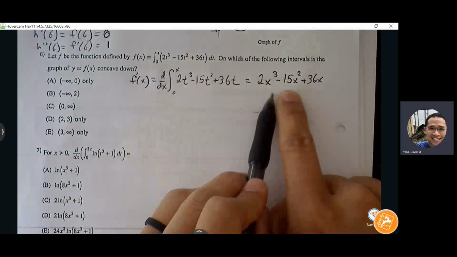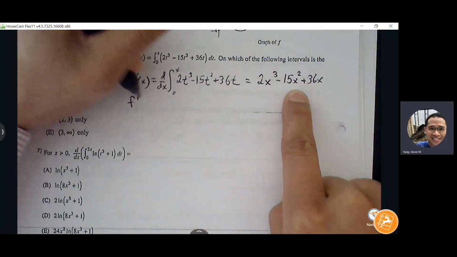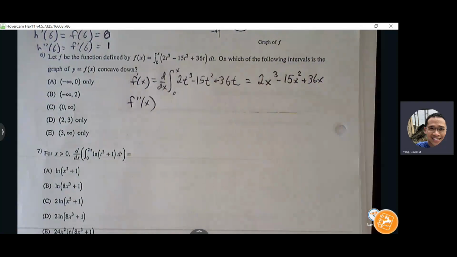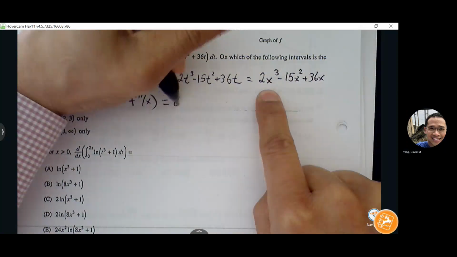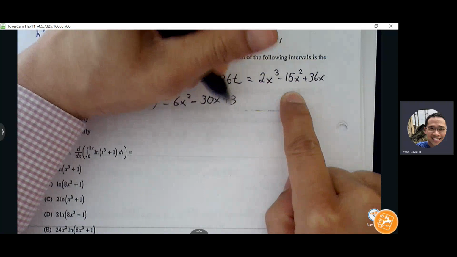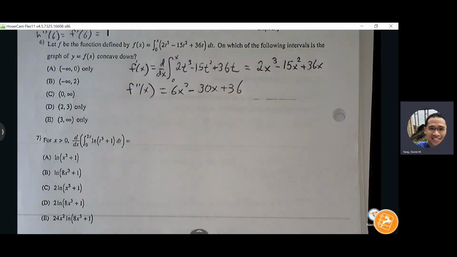So this expression is really just the first derivative level. So now if I want to find f double prime, I can go through the power rule now that the integral has been taken care of. Okay, so now this becomes 6x squared minus 30x plus 36. So now we can go through and find our critical points, create our second derivative sign line. Okay.